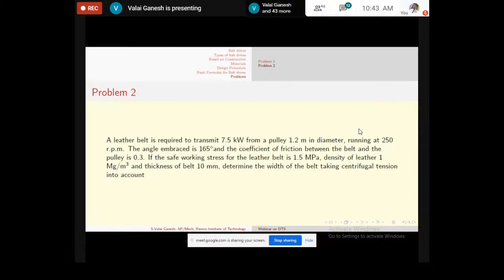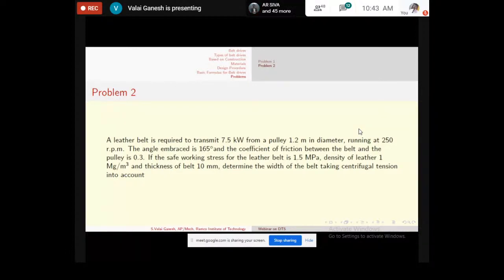The angle embraced is 165 degree. Again, the term is different, but the meaning is the same. Angle embraced, angle of contact, arc of contact have the same meaning, 165 degree, and the coefficient of friction between the belt and the pulley is 0.3. This is indicated by the term mu. If the safe working stress for the leather belt is 1.5 megapascal, okay, stress is sigma. Sigma is 1.5 megapascal, which is equivalent to 1500 kilopascal.